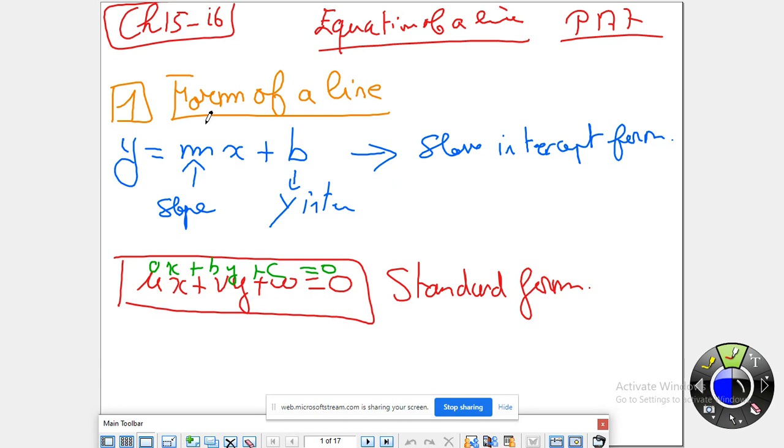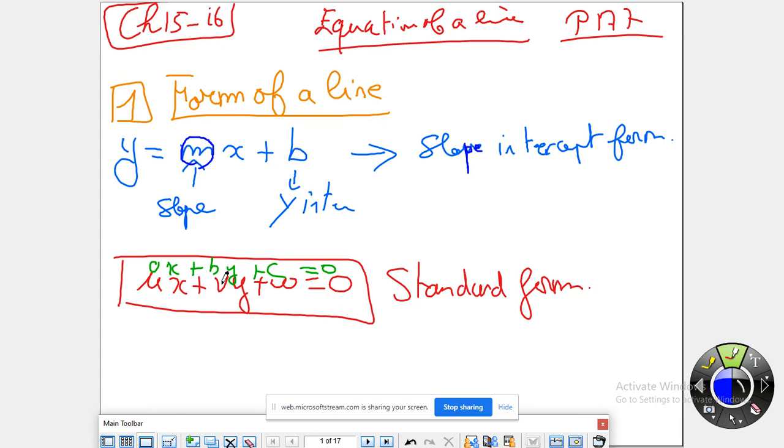The first part in this chapter is the form of a line. What is the equation of a line? I have y equal mx plus b, and you all know this equation. We call it slope-intercept form. m is called the slope, and b is called the y-intercept.